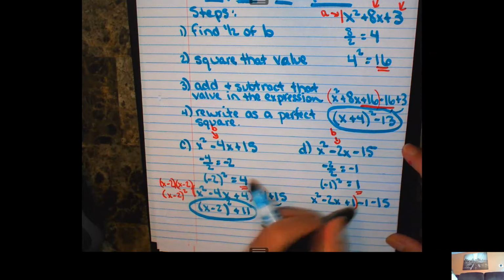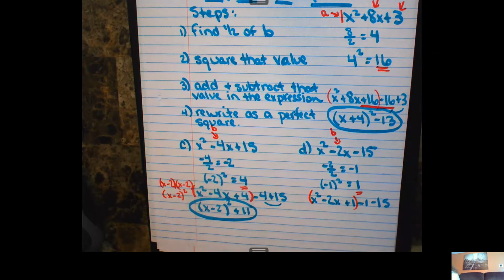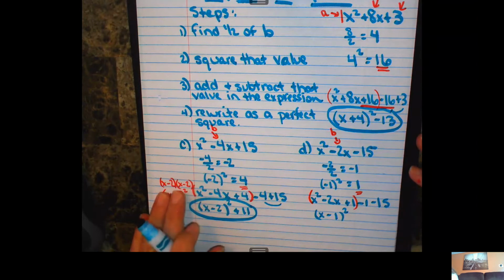Step 4 is to take this and make it a perfect square. Since we added and subtracted the 1, it's going to look like this. We bring down the x. Half of negative 2 is negative 1, so we have a minus 1 inside. And we square it.